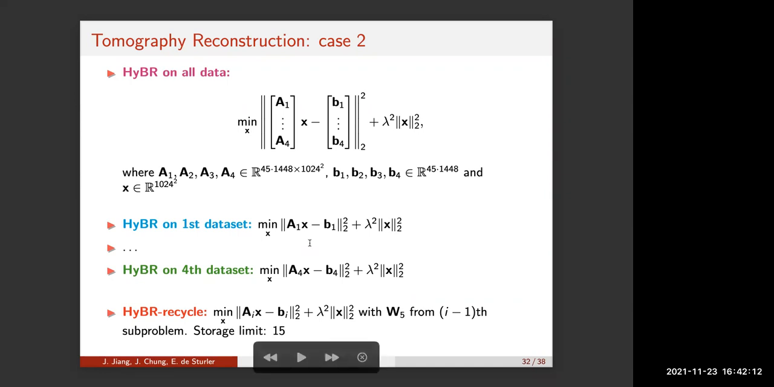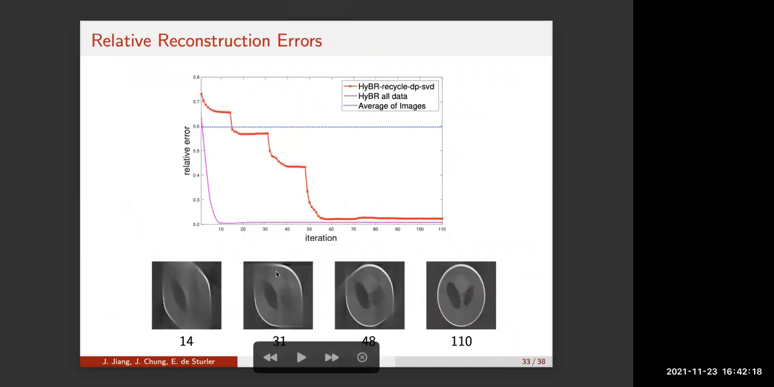Here we can see, since we have 4 sub-problems, when we run the hybrid method with recycling, after we use the first data set the relative error decreases like this, and then it decreases step by step. Each time we include one more piece of the data, the relative error decreases. Here we can see after we do the reconstruction from the first data set, we can get 1/4 of the Shepp-Logan phantom.